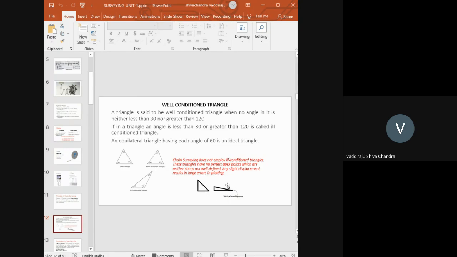You see in the second figure, where is the vertex? You are having some width for that, right? So the vertex is ambiguous in the ill-conditioned triangle whose angles are less than 30 or greater than 120. So when you are plotting this on a sheet after your work is completed, identifying the position of the vertex will become a problem, which will have a subsequent effect on the area calculations. Okay, that is the reason why we need to divide the surveying area into a set of well-conditioned triangles, or preferably equilateral triangles. Okay.